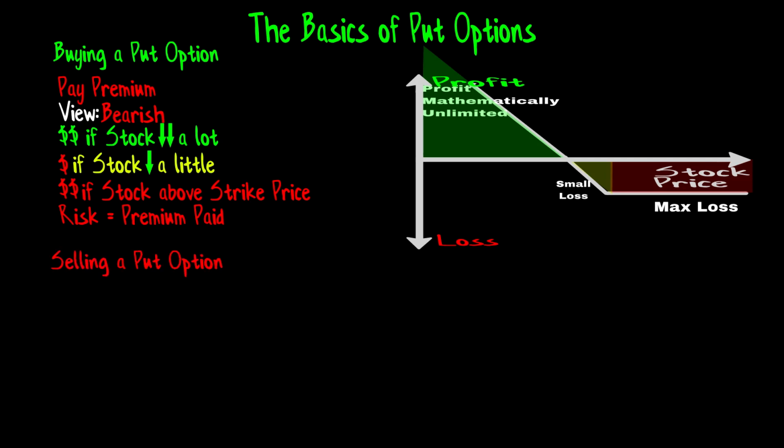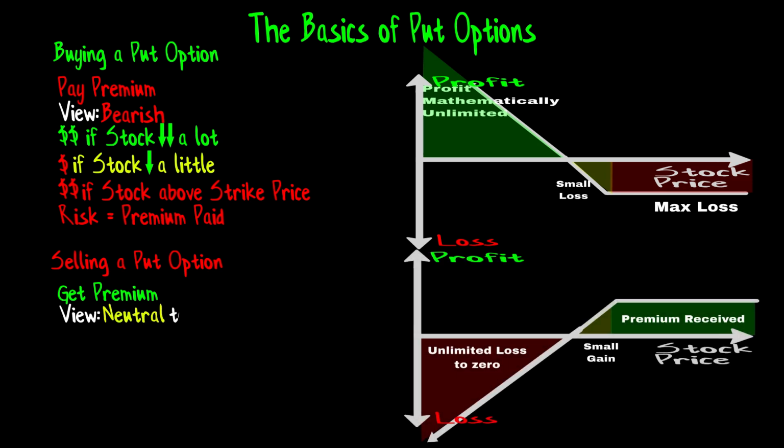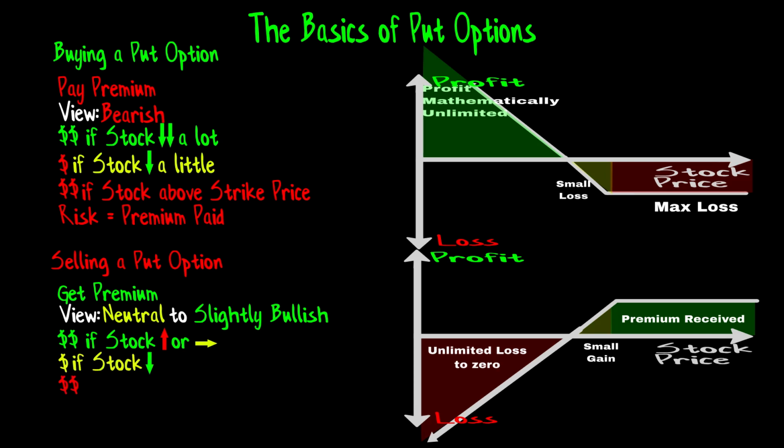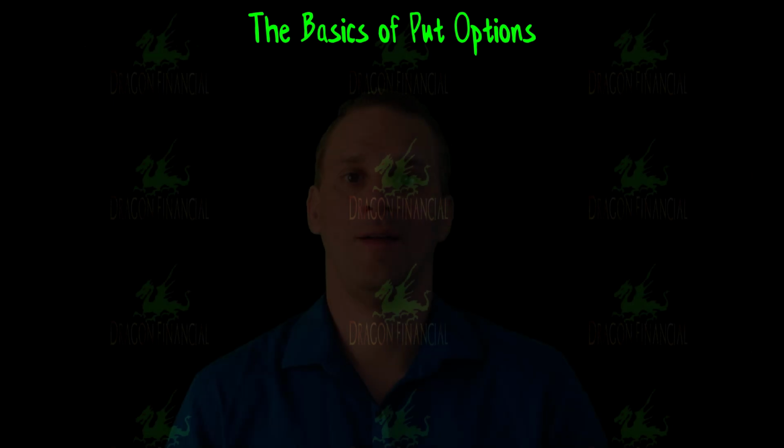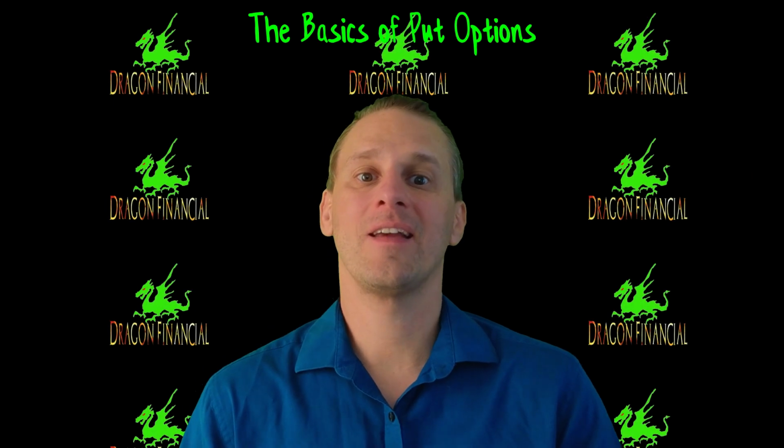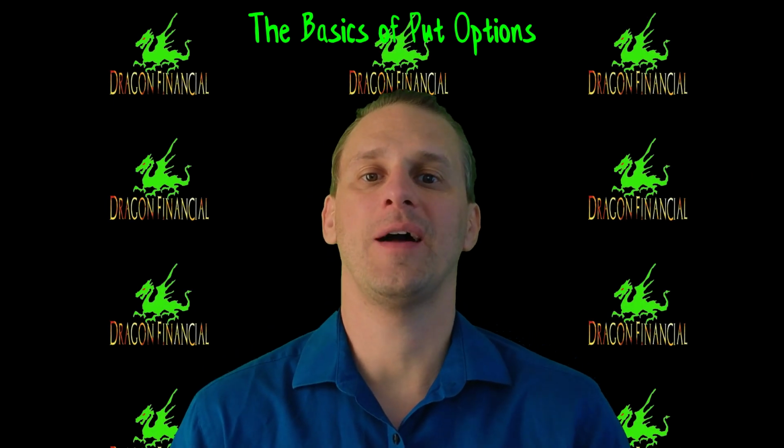When you sell a put option, you'll get paid the premium and want to be neutral or bullish on the stock. You will make money if the stock goes up, stays neutral, or even if it goes down a little. But will have a mathematically unlimited loss to zero if the stock price goes down a lot. There you have it, an introduction to buying and selling put options.